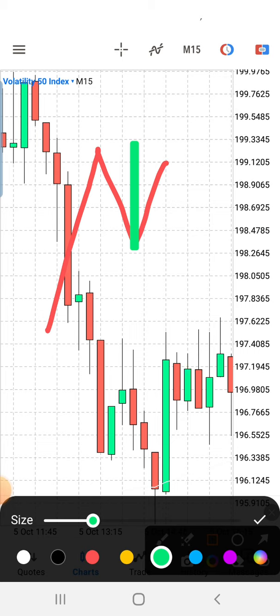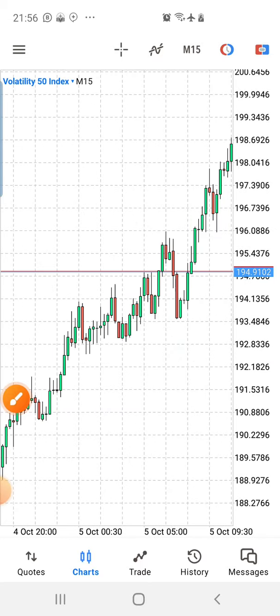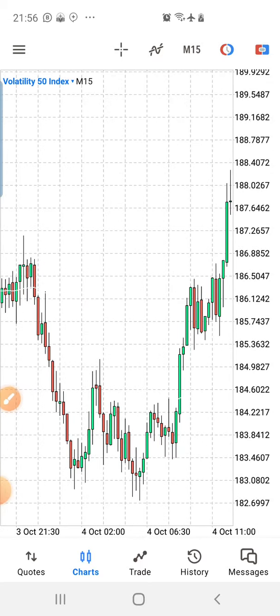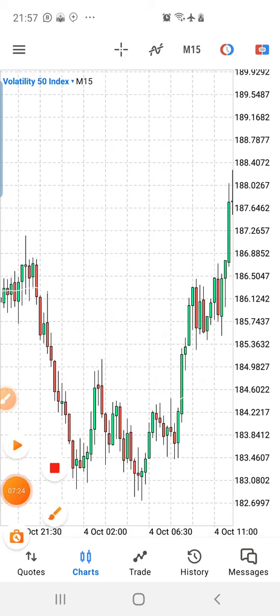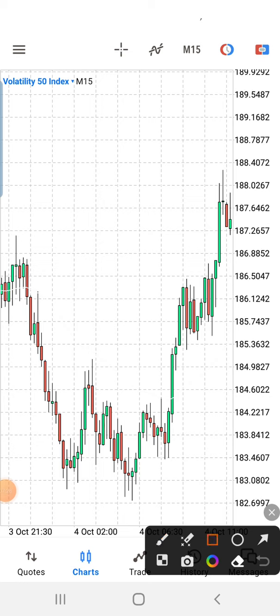You should avoid taking that trade. Okay, so let me give you an example in the chart. So let's see this one here. At this point, you can see right here.